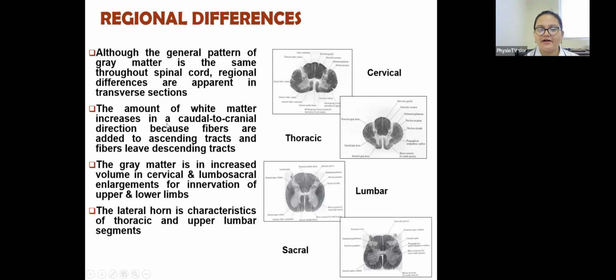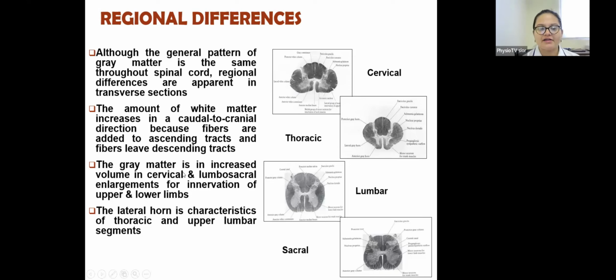The amount of white matter increases in a caudal to cranial direction. If you can see, the minimum is in the sacral region and the maximum is in the cervical region, because fibers are added to ascending tracts and fibers leave descending tracts. Since fibers are added to the ascending tracts, towards the cranial region the white matter is going to increase. And since fibers are subtracted from the descending tracts, towards the sacral region the white matter is going to decrease.